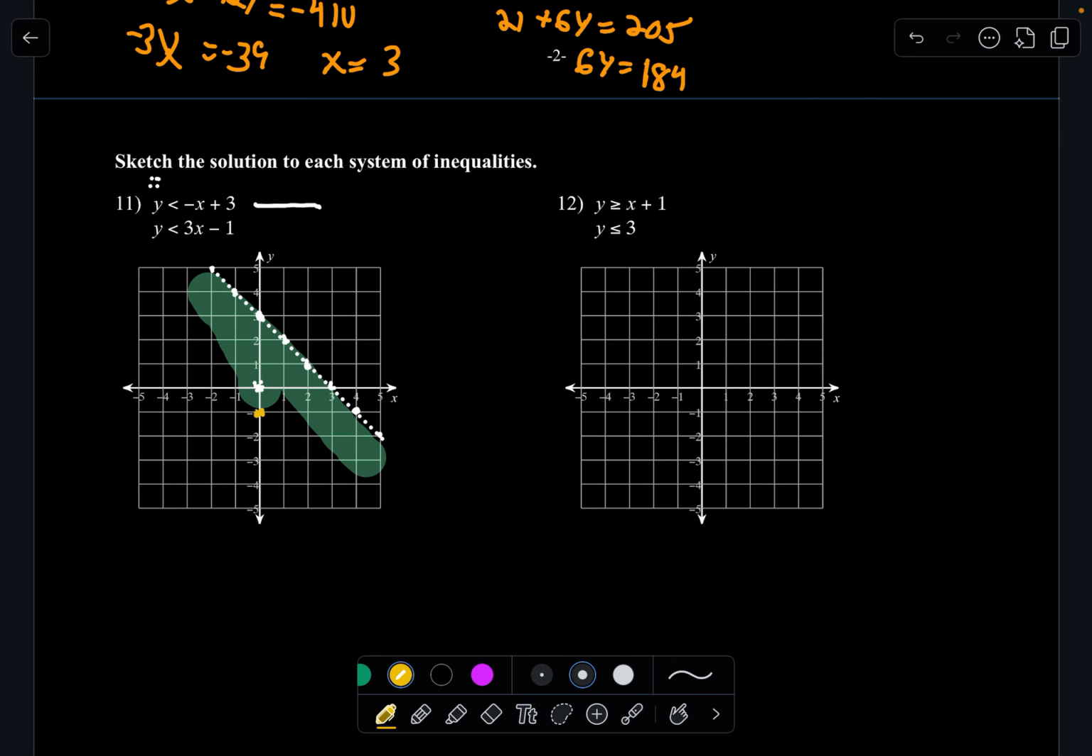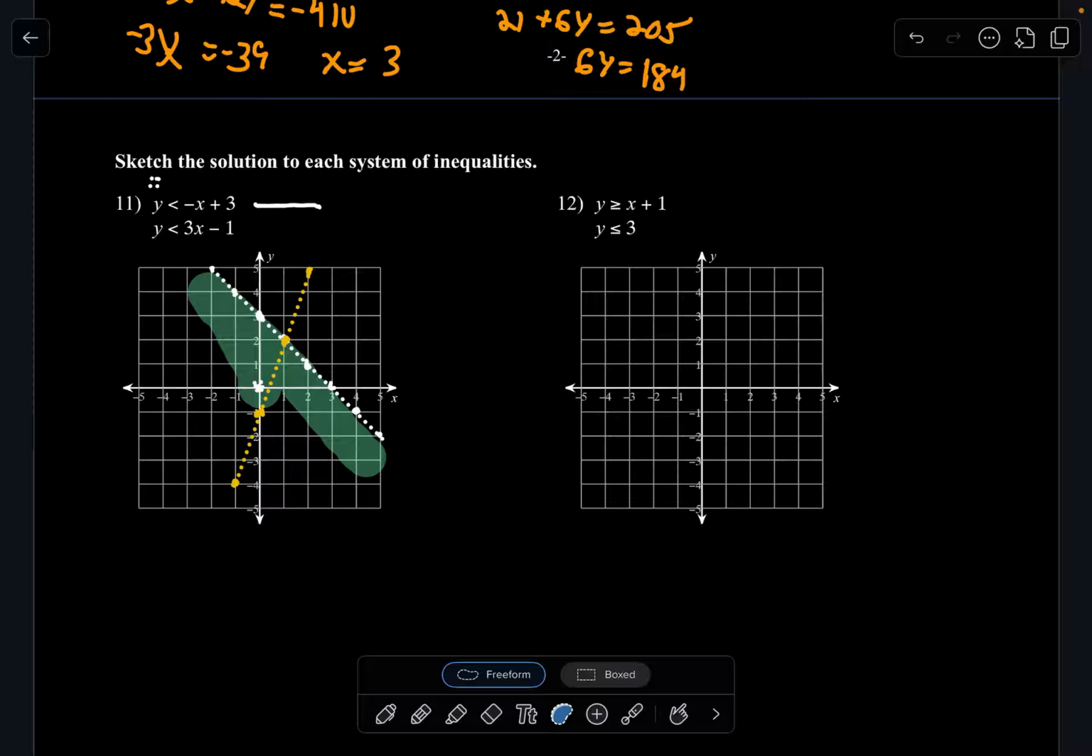Negative 1. We go up 1, 2, 3 over 1. Up 1, 2, 3 over 1. Down 1, 2, 3 over 1. Yes, I know you're amazed. I'm bilingual. All right. And then we go a line, and I graphed it, and I go, darn it, it's supposed to be broken. So I'm just going to change that to a dashed or a dotted line. There we go. So there's the yellow.